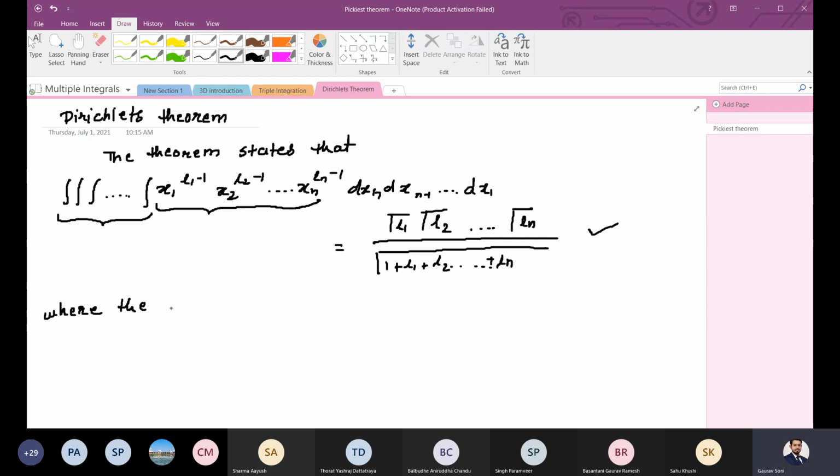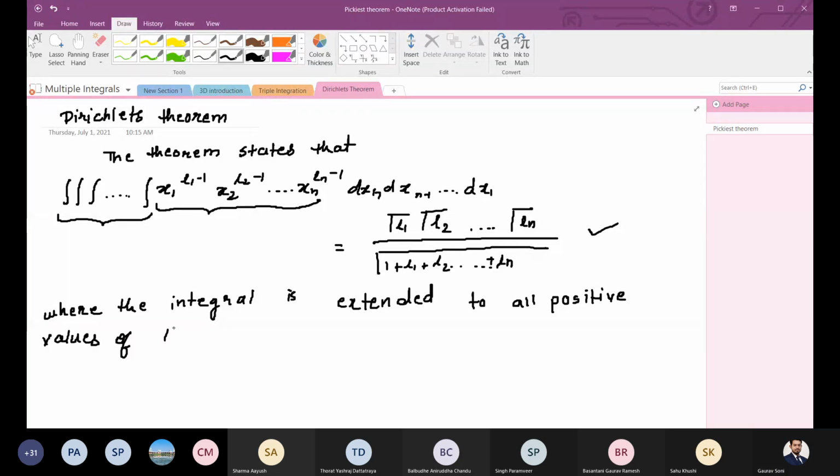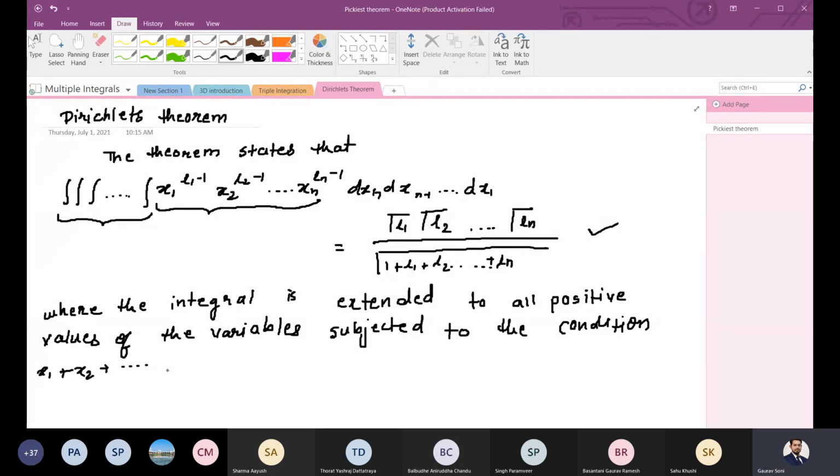Where we will have this value, where the integral is extended to all positive values of the variables, subjected to the condition x1 plus x2 plus dot dot till xn is less than or equal to 1.